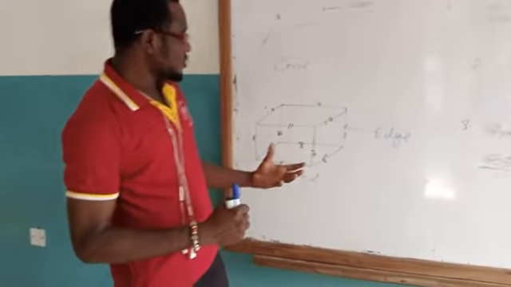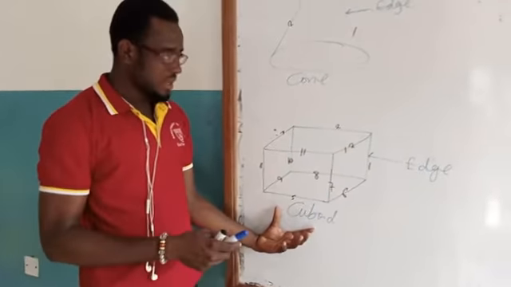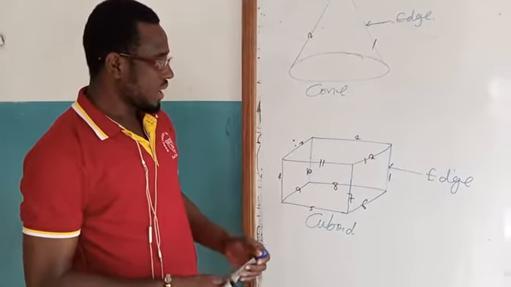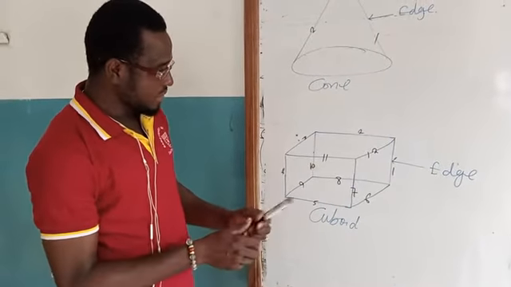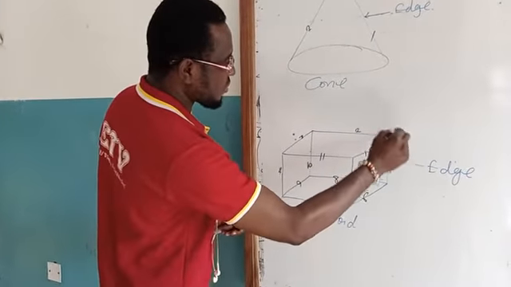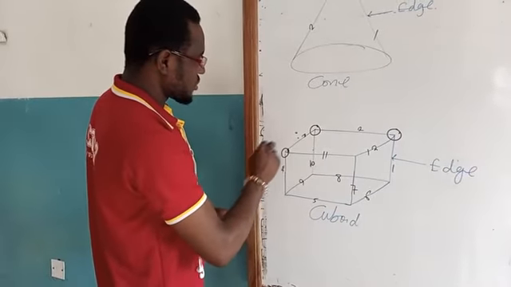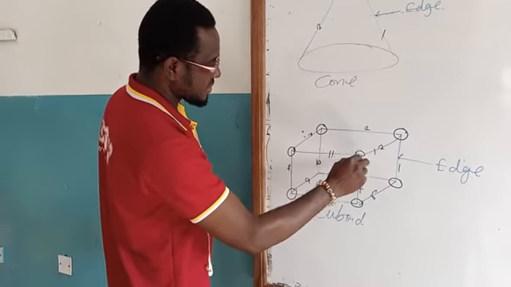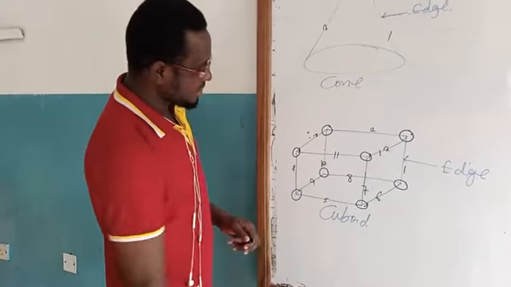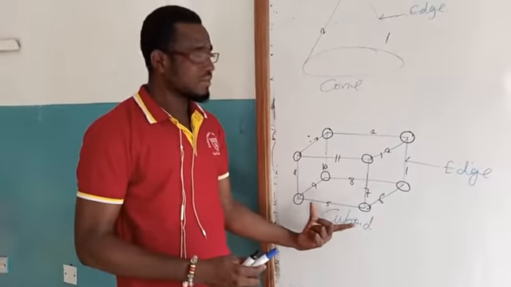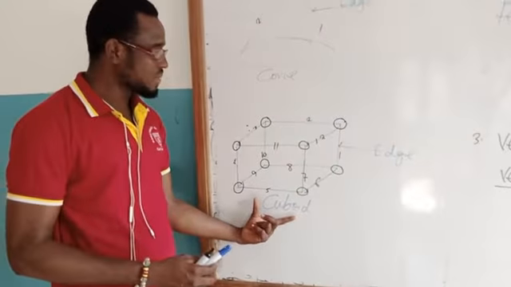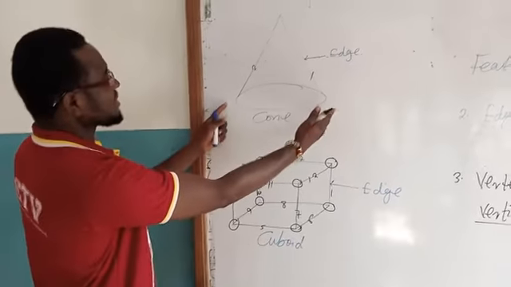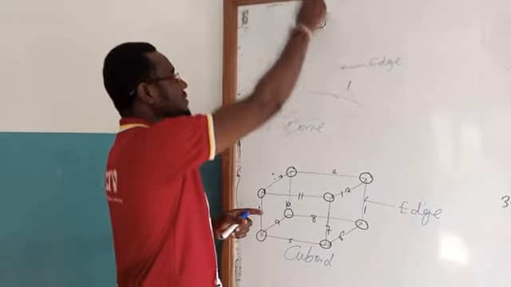For instance, let's come back to our cuboid here. I'm going to circle all the vertices here. Then we will know the number of vertices we have in a cuboid. I've circled 1, 2, 3, 4, 5, 6, 7, 8. So this has 8 vertices. Every shape has a number of vertices. So this has 8. Now, this cone has just 1 here.